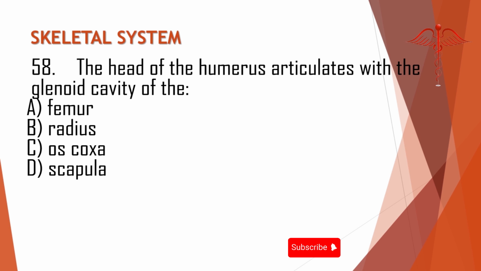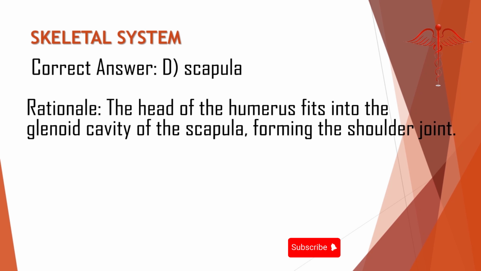58. The head of the humerus articulates with the glenoid cavity of the A. Femur. B. Radius. C. Ischium. D. Scapula. Correct answer, D. Scapula. Rationale: the head of the humerus fits into the glenoid cavity of the scapula, forming the shoulder joint.